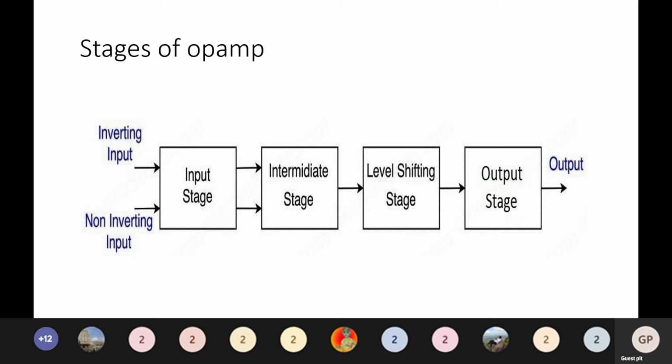So that also should be removed, right? So we have to take care of that also. That is also taken care of by this level shifting stage. Okay, so it will bring down all the DC levels to zero, right? So that is the purpose of this level shifting stage.